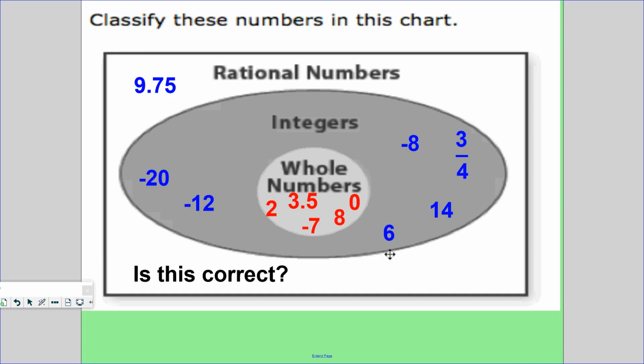So if you look at this chart, are there any numbers in the wrong spot? Let's move them if they are wrong. Whole numbers: 0. 3.5, that's a rational number. -7, whole numbers have to be positive, so no. 14 is a whole number. 6 is a whole number, because whole numbers are positive. These are negative. 3/4 is in fraction form, so that would be a rational number. We're done.